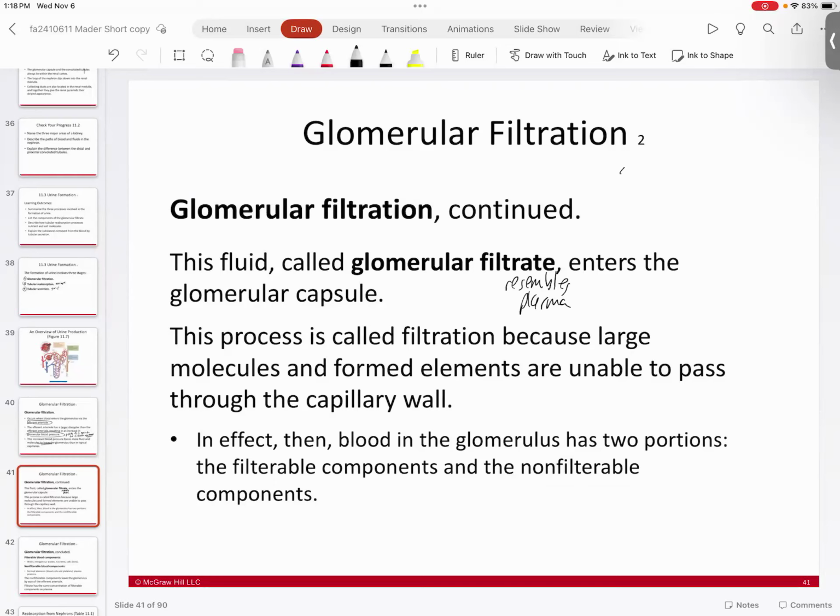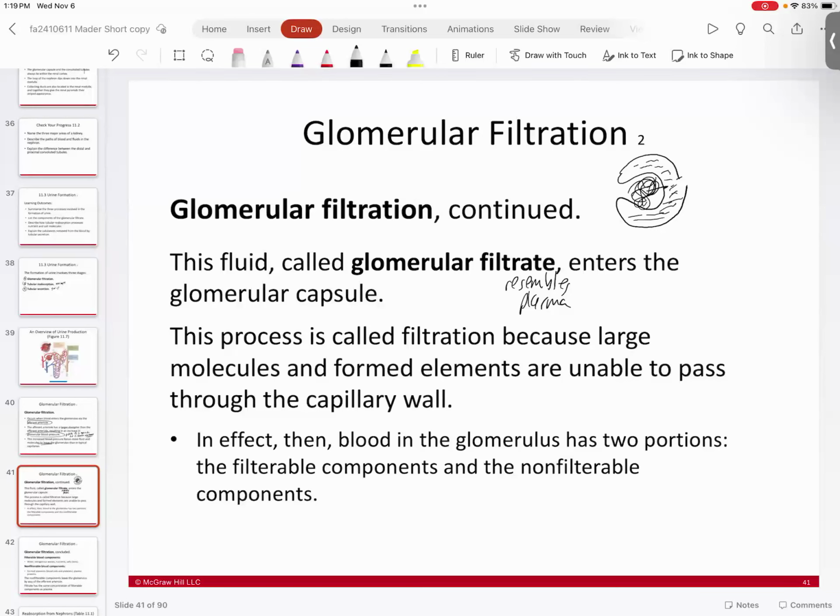So basically, you have your glomerular capsule, and then you have your glomerulus. And so you're pushing all of that fluid into this little glomerular capsule. And that's what's in this capsular space, is the fluid, that filtrate.